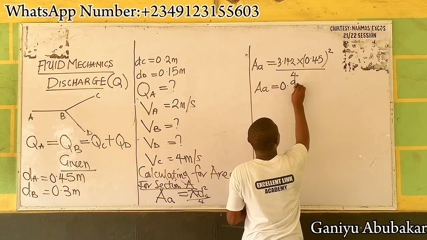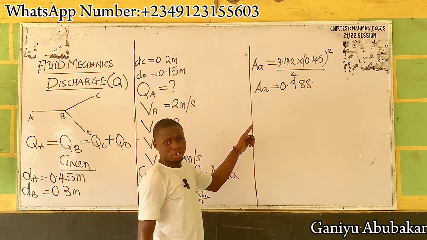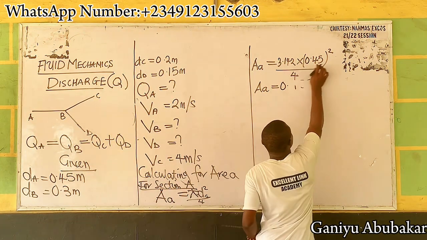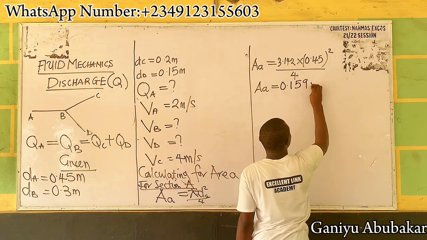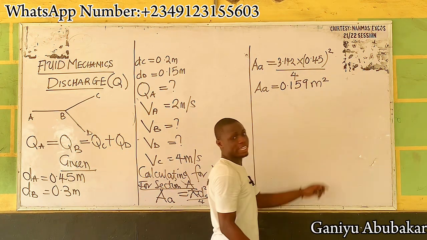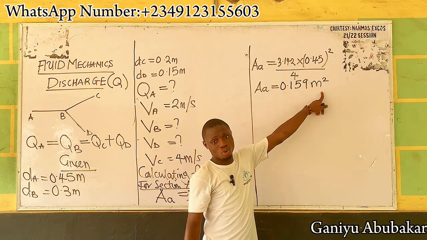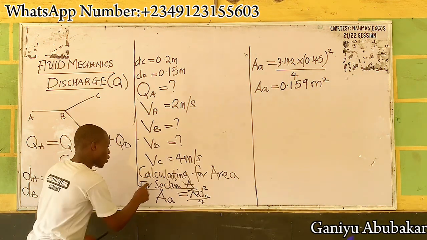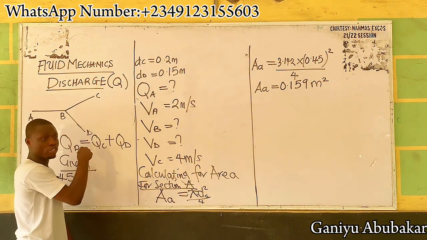Is it 0.988? Are you sure? 0.159, in what units? Meter square, because area is square. We said calculating for area should be square. This side is meter cube, not this side here.